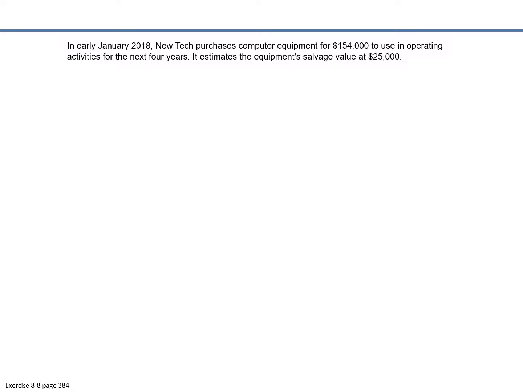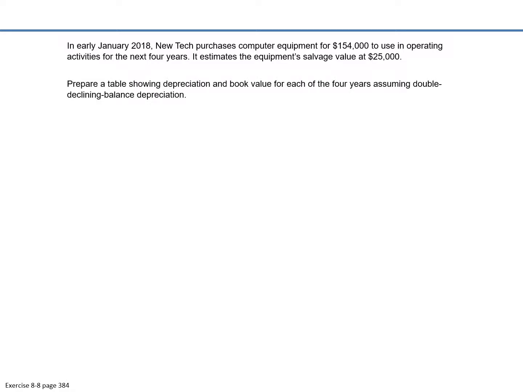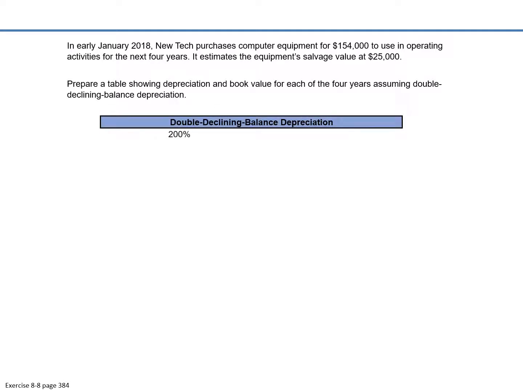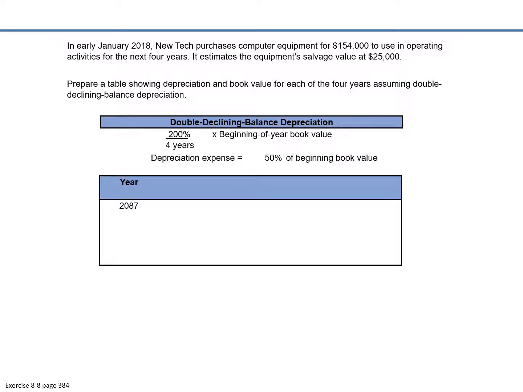All right, 8-8. In early January, New Tech purchased equipment for 154. Its estimated salvage value is 25,000. They want us to do the same thing we just did, but using the double declining balance method. You can take 200% divided by the life, or 100% divided by the life times 2; you get the same answer. So 200% divided by 4 years means we book 50% of the beginning book value in depreciation every year.